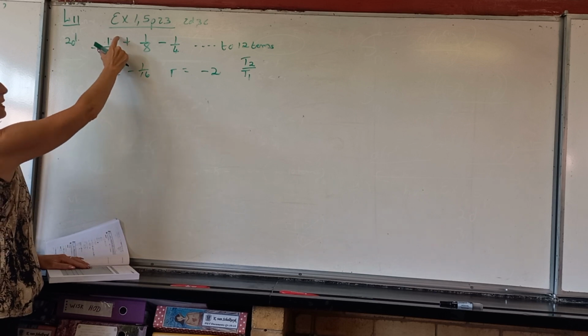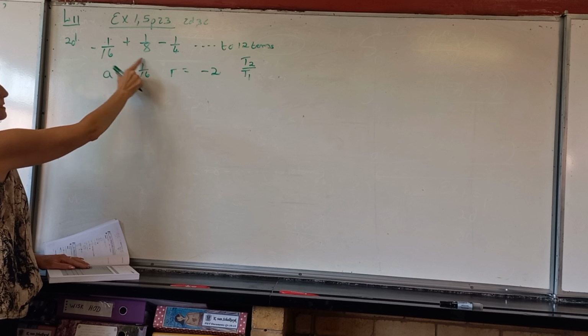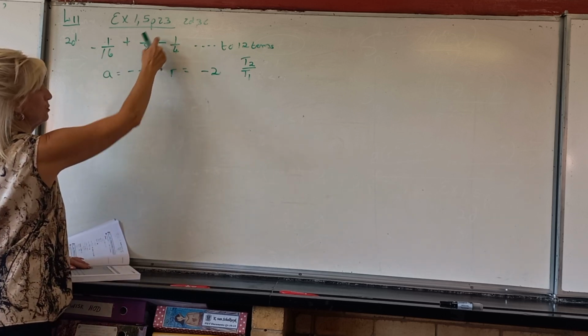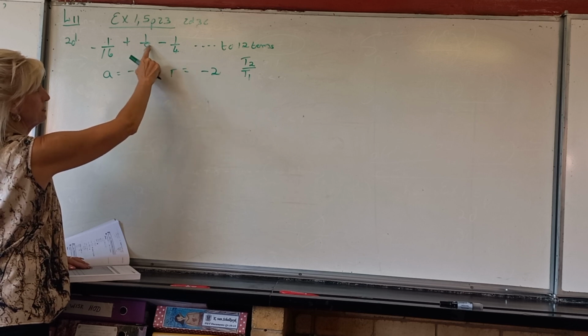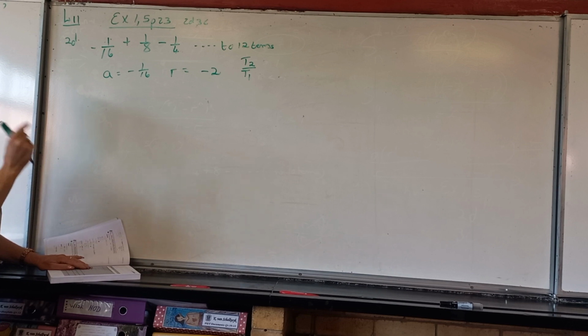What would happen if you test it? 1 over 16 times negative 2, and a negative times a negative is going to be a positive, and the 2 is going to cancel out. That's how I get to the 1 over 8. And again with negative 2 here, the 2 cancels out with the 8, and the plus times the minus is a minus. Double, triple check that you got the right R.